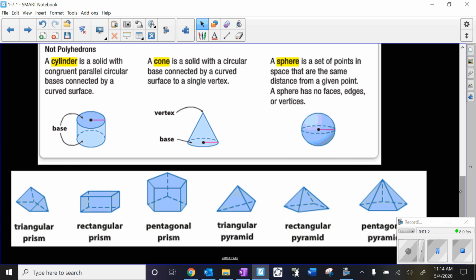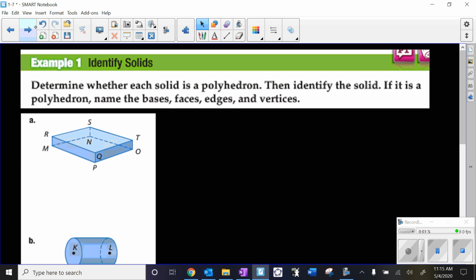So over here, a triangular prism, my bases are triangles, and I have two of them. Triangular prism. Rectangular prism, both bases are rectangles. Pentagonal prism, both bases are pentagons. So just some examples to go off of this.